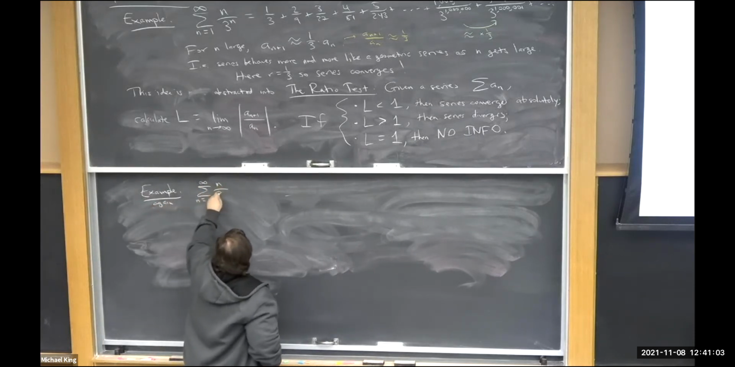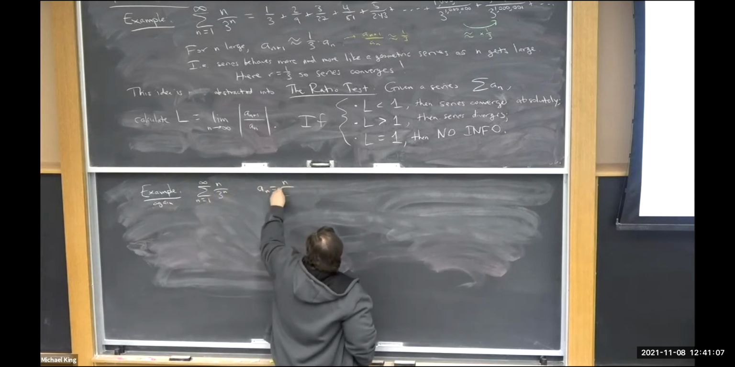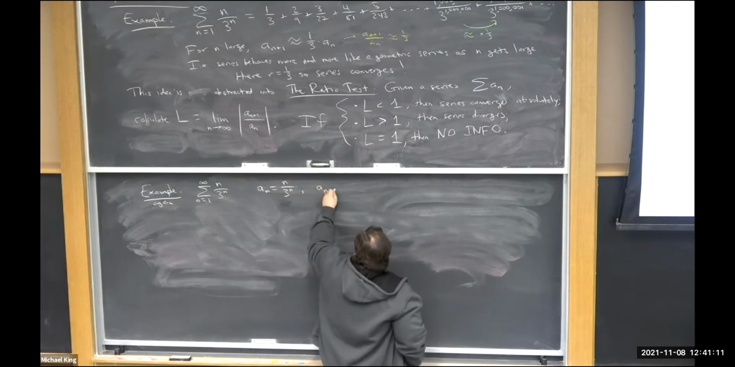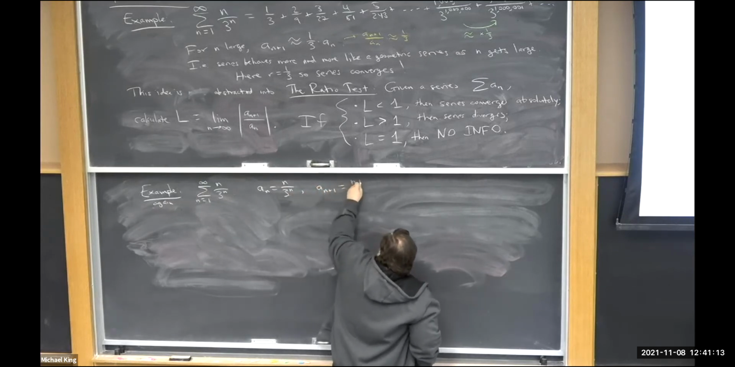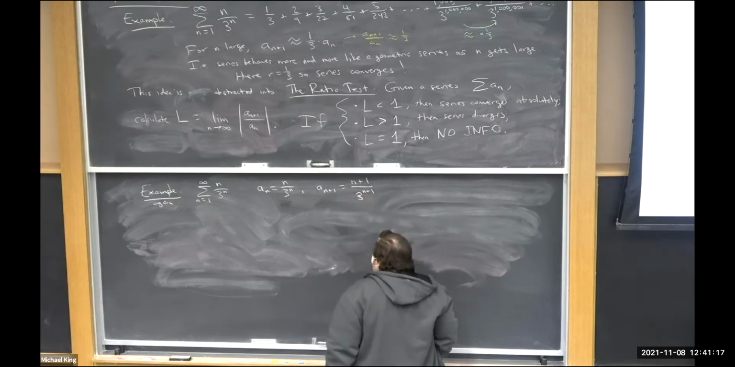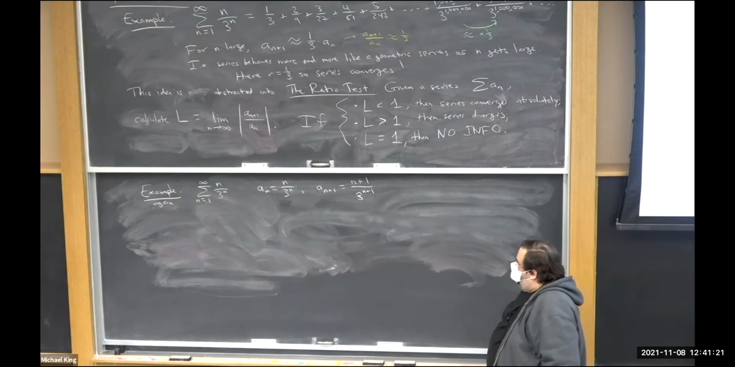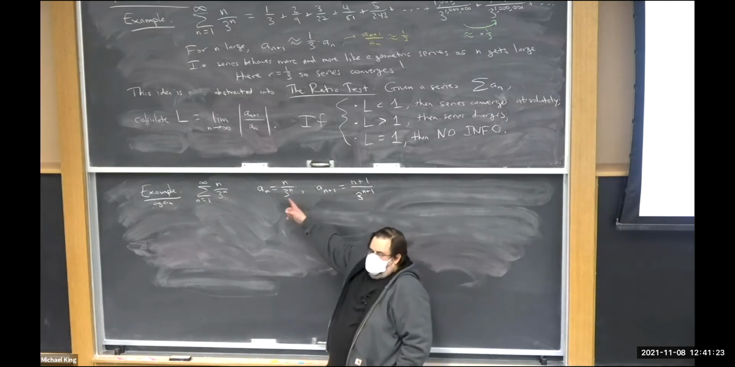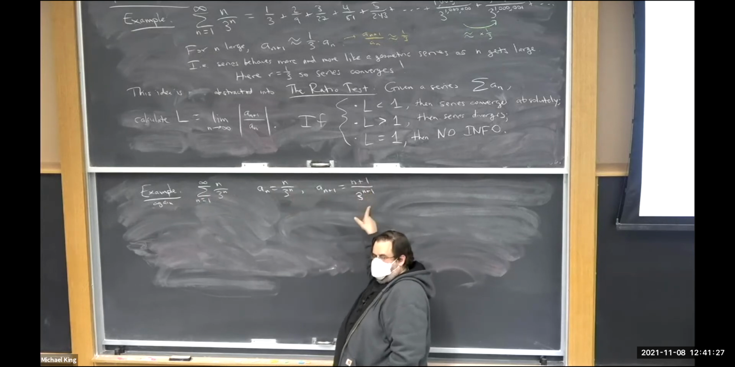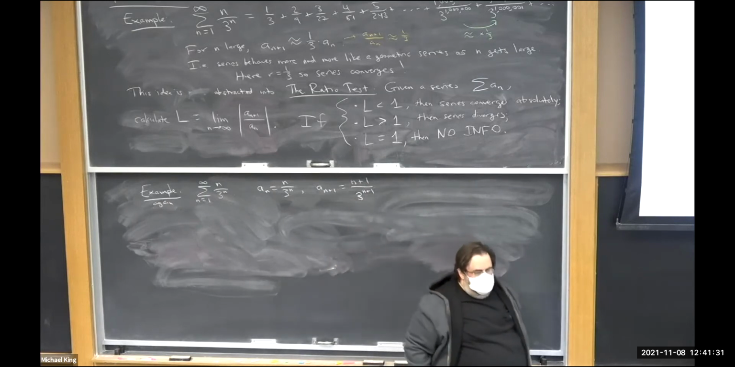n over 3 to the n. So here a sub n is n over 3 to the n. a sub n plus 1, that's the next term. You just replace n with n plus 1 everywhere, right? Does this make sense? This is something students sometimes have trouble with. If this was the 7th term, 7 over 3 to the 7th, then the 8th term would be 8 over 3 to the 8th. You just replace n with n plus 1 everywhere.